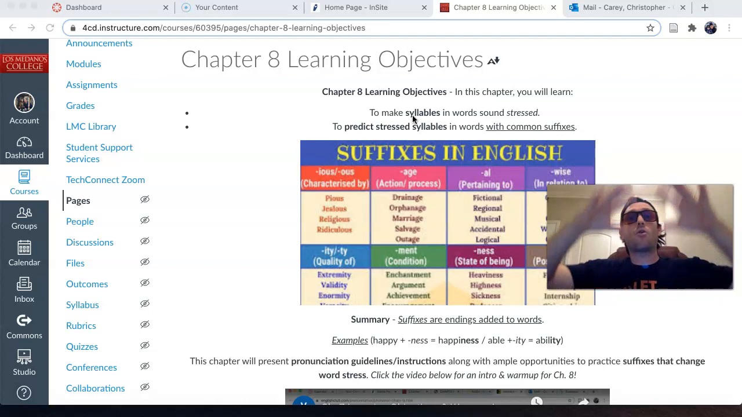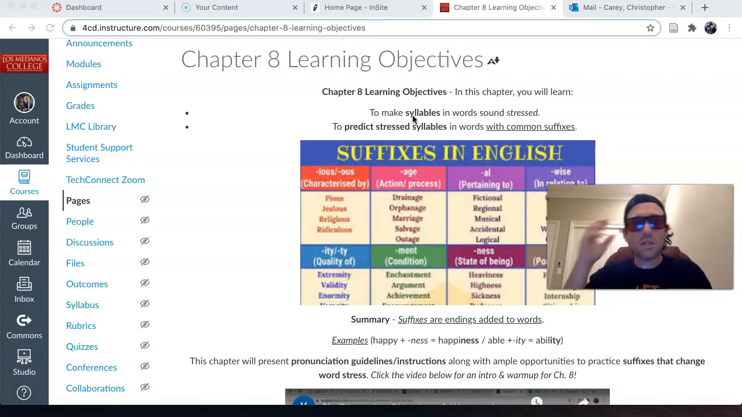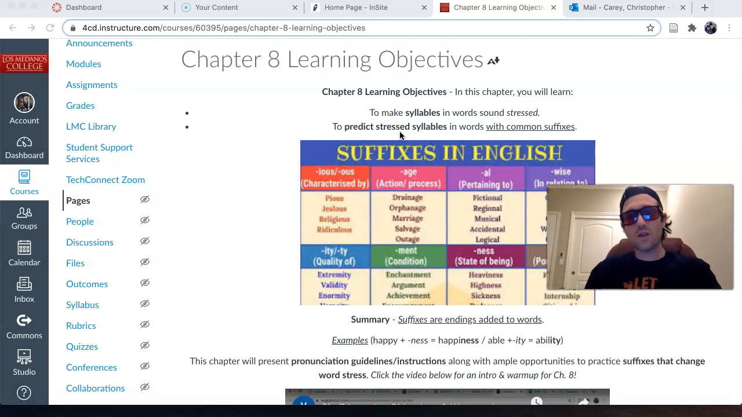So for this chapter, not only are you going to learn to make syllables and words sound stressed, that's kind of our overall goal for this course, really, is to improve your pronunciation by doing what? By improving your recognition of word stress, being able to distinguish and identify with your ear and produce with your tongue word stress. So not only are we going to continue to do that in this chapter, but we're also going to learn how to predict which syllables are stressed in words that have common suffixes. There are some rules and guidelines, and you're going to have ample opportunities, as always, to practice.